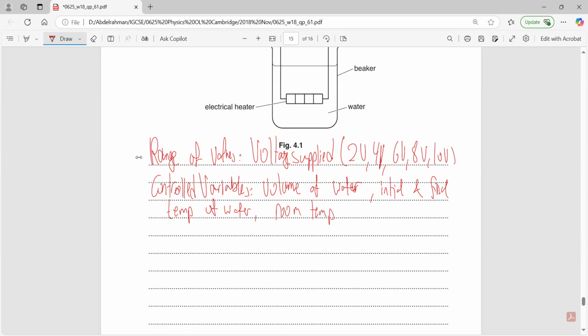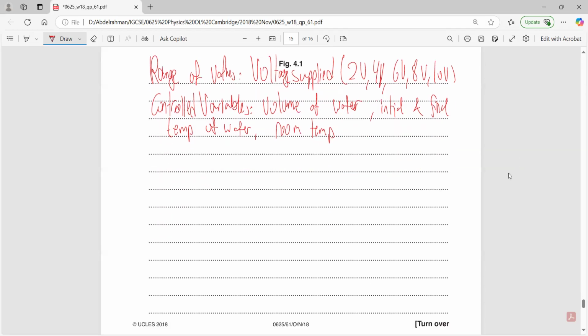In this experiment you want to find the time taken for the water to increase by a certain temperature. For example, if it was 20, we want to see how long it will take to reach 40 degrees, from 20 degrees to 40 degrees. So the initial temperature is constant and the final temperature is constant. The dependent variable would be the time, the thing that will be changing, and we are measuring the initial and final temperatures for this question.